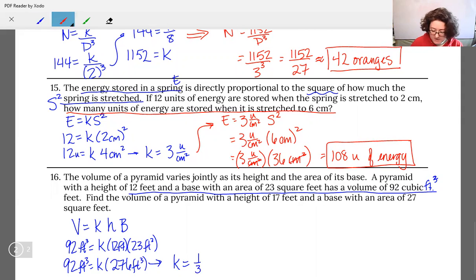And so if I plug that back into the formula, we've got volume equals 1/3, and I'm going to put the big B in front. And this is exactly the volume formula that we use for pyramids in geometry.